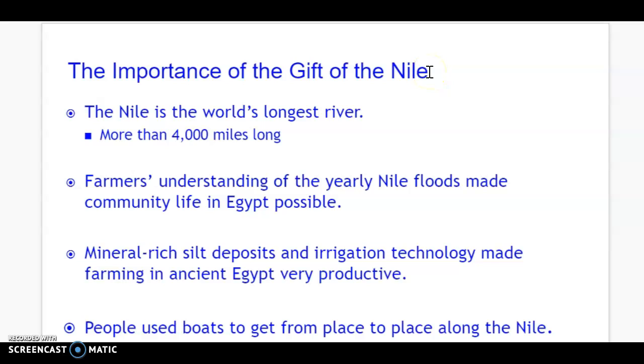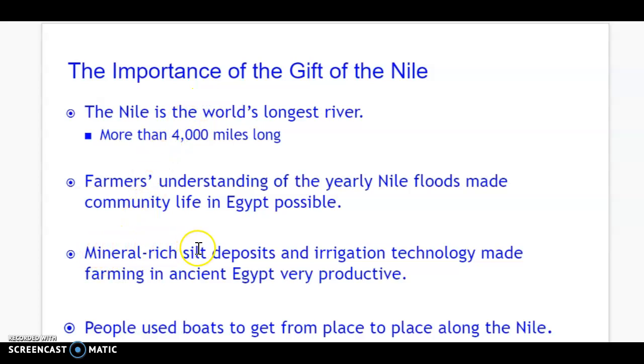So the Nile is the world's longest river. It says more than 4,000 miles. It's 4,123 miles long. The farmers' understanding of the yearly Nile floods made community life in Egypt possible. That's why they had settlements, or else no ancient humans would have settled in Egypt. And they would have just kept moving, or they wouldn't have even traveled through Egypt, because it would have been inhospitable without that freshwater source. It is truly the gift of the Nile. It provides life, and that's why civilization is there.